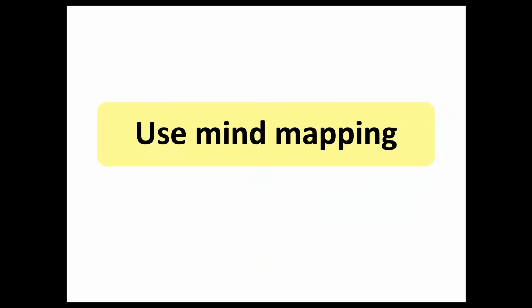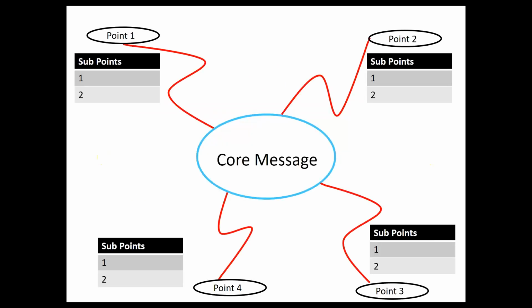Use mind mapping. So mind mapping, generally core message, once again, 1 point, 2 points, 3 points, 4 points, maybe some sub-points if you need to. The points could be stories. You could put 1 word in there, 1 word of the story.